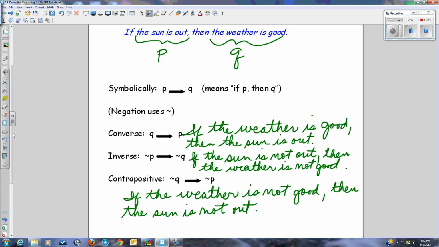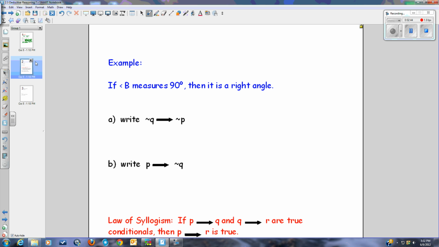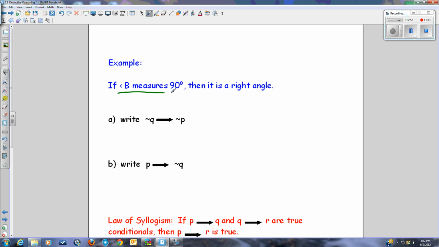All right, so there's an example of the conditional statement, converse, inverse, and contrapositive. Let's move on to our next page. For example, if angle B measures 90 degrees, then it is a right angle. And we want to write if not Q, then not P. Well, angle B measures 90 degrees, that would be P, and it is a right angle would be our Q. So let's negate that. Negate the conclusion.